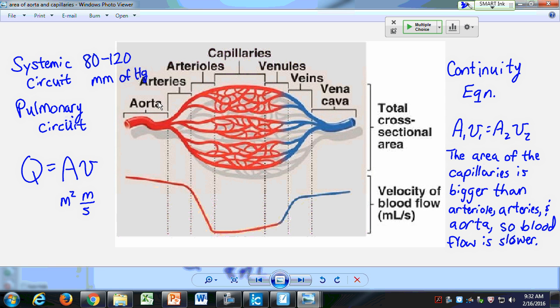Why is the pressure in the pulmonary circuit so much lower than in the systemic circuit? It's shorter, right? Because that L is smaller, and so I need a smaller pressure. It all goes back to that flow equation, the Poiseuille equation.